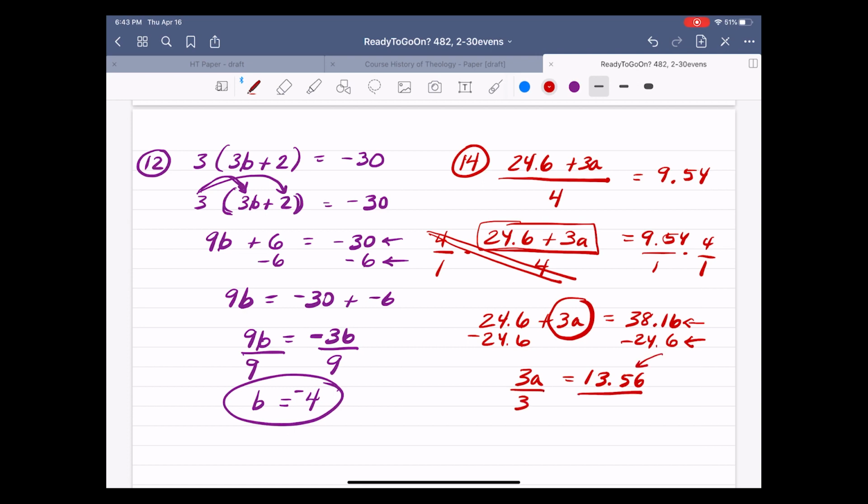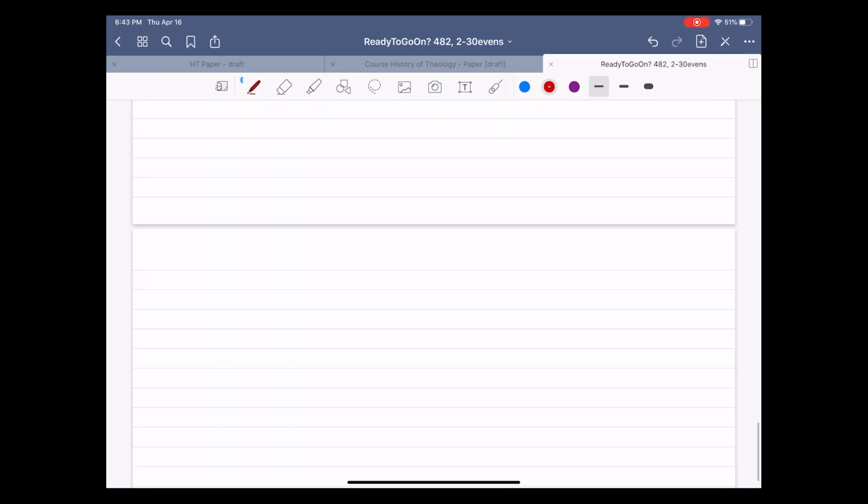Divide by 3, so I can solve for a on both sides. 3a divided by 3 is a, equals 13.56 divided by 3, which is 4.52. And that is my answer. a equals 4.52.